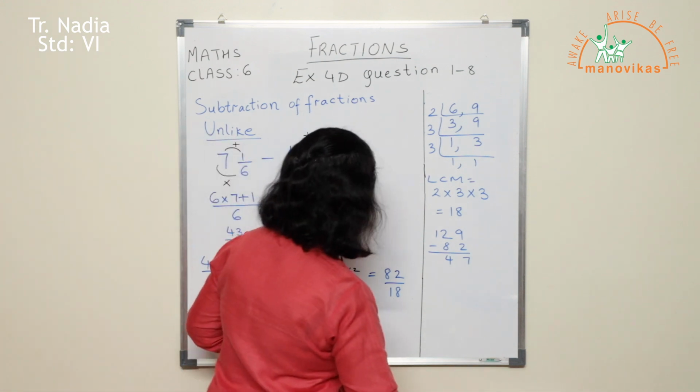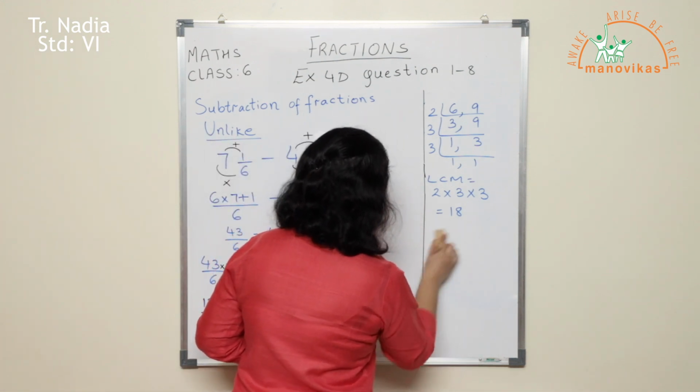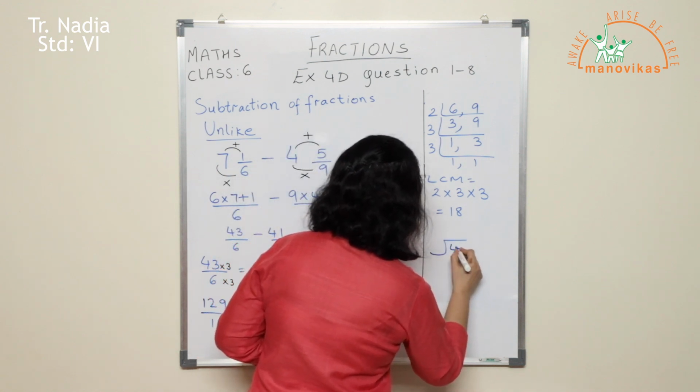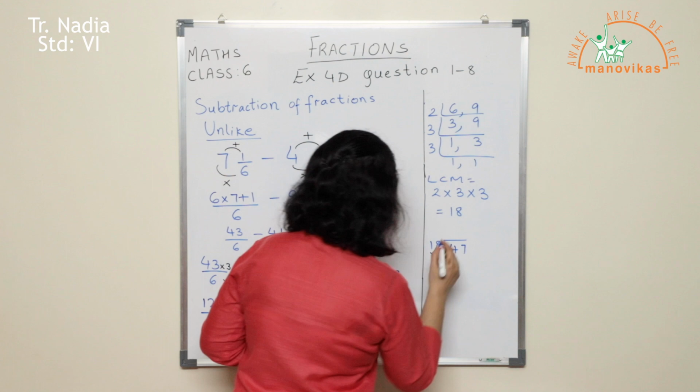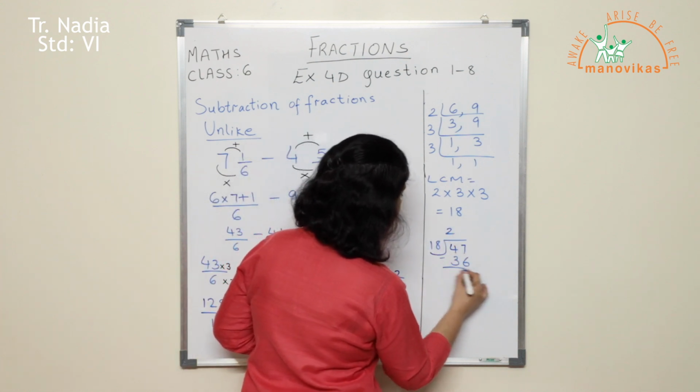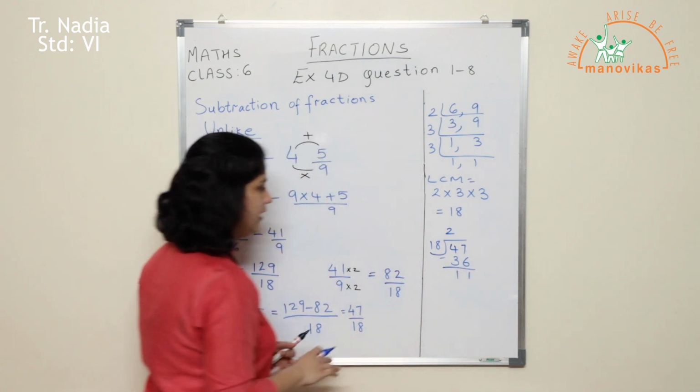So what do we do when it's an improper fraction? We have to convert it to a mixed number. So 47 inside, 18 out. 18 2s are 36, which is closest to 47. I will get a remainder of 11.